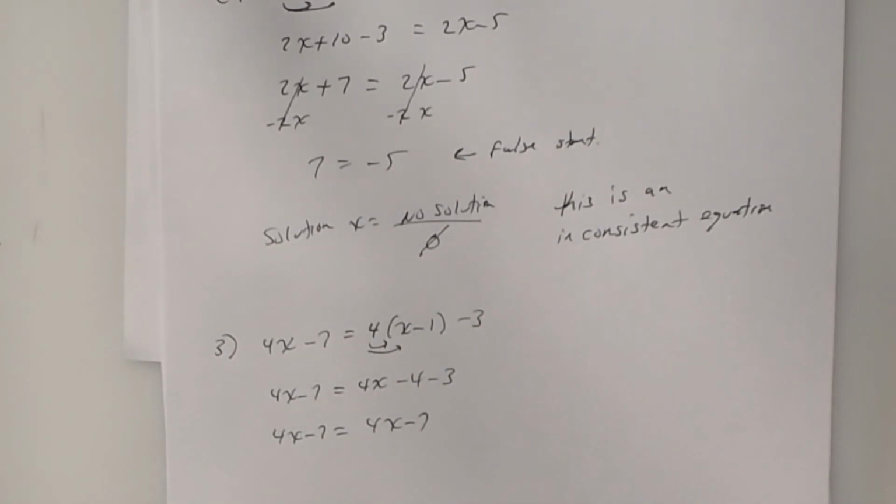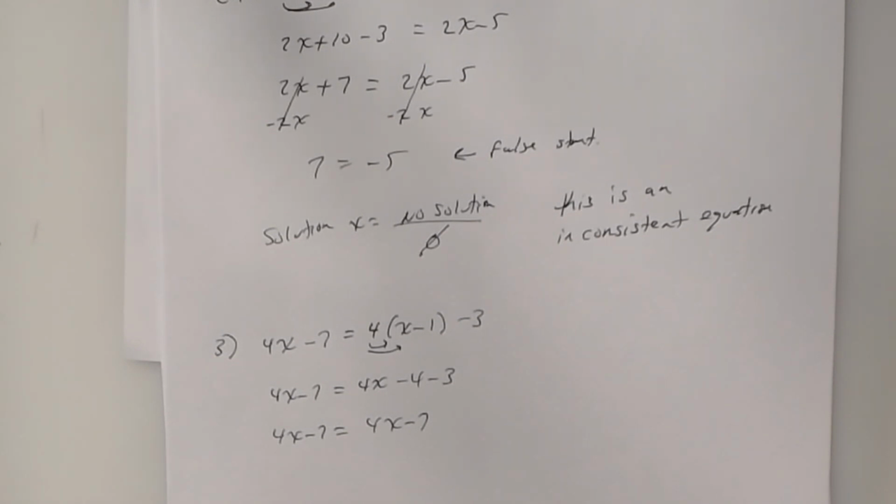Now, you can stop at this point if you want to. You don't have to bring the variables to one side. Because what do you notice about both sides? Now listen to the words. They are identical. 4x minus 7 is on the left, 4x minus 7 is on the right. So that means that no matter what I plug into x, the left side is always going to equal the right side. So how many solutions are there? An infinite number. Any real number works.